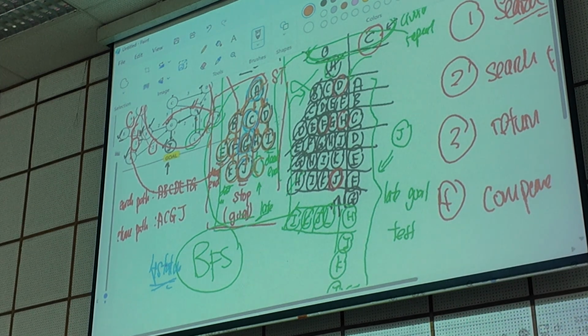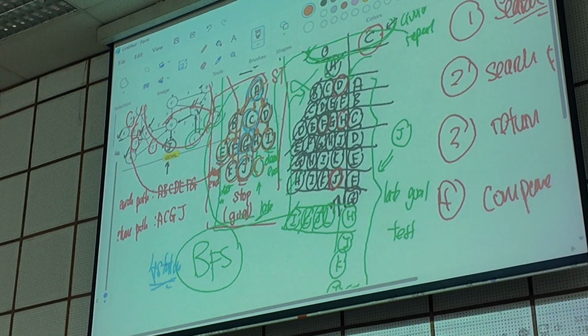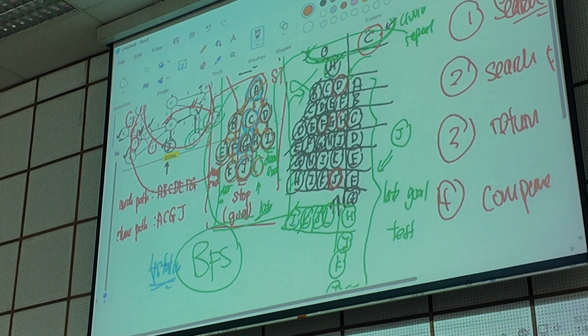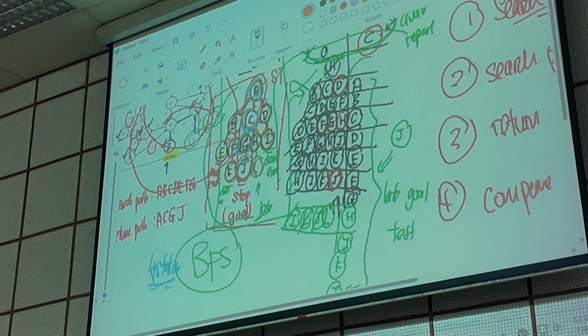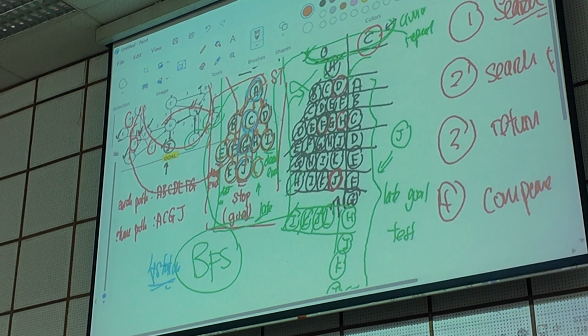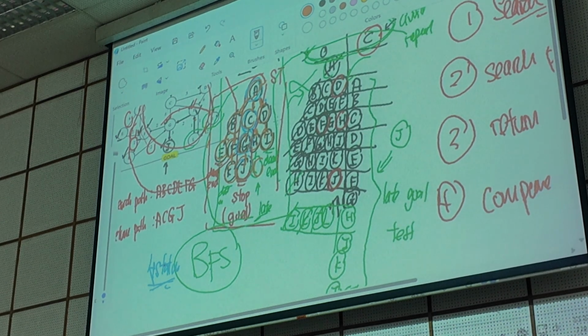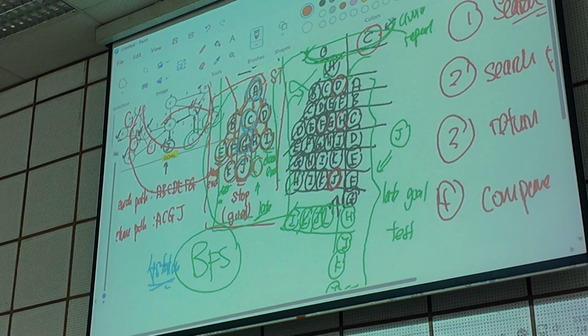Memory means how many nodes you need to store inside the array, and how much memory you will use. So in this case, you can say breadth-first consumes more time and more memory, but it is more optimal. It takes fewer stations to arrive at the destination. So this is what we can conclude. Okay.